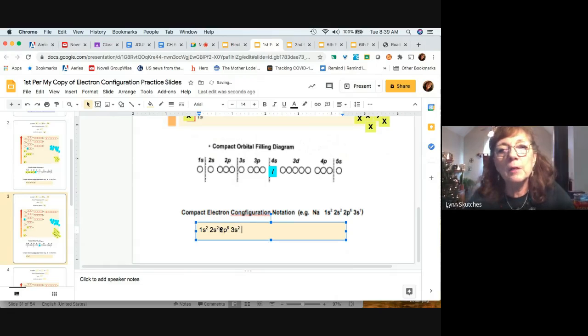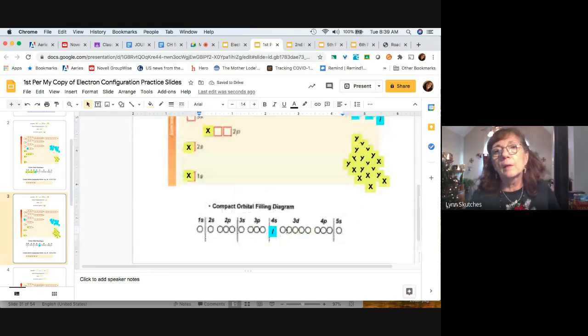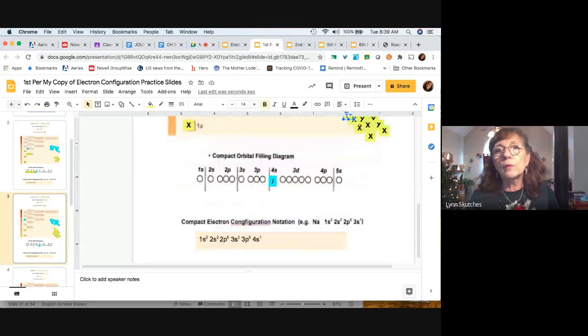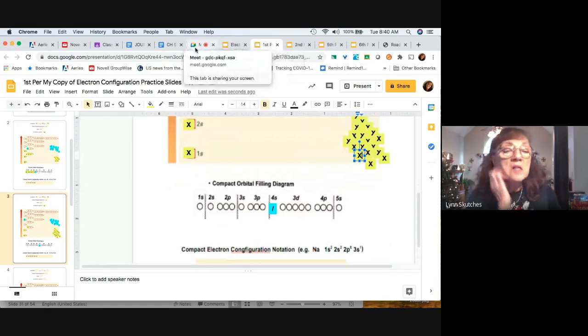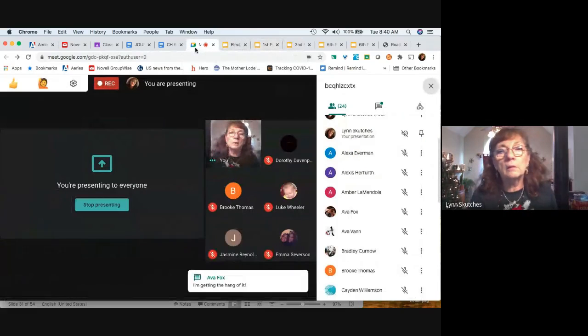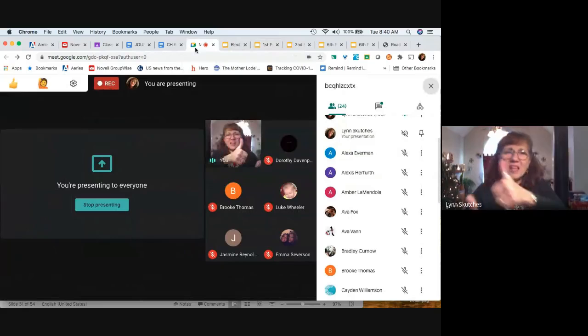Have these typed in on yours, and then I'm going to give you one more for practice on your own, and I will stick around if you would like to check your work. That's the electron configuration for potassium. And of course, all these other ones would be filled in, but I don't want to take the time to do that if you don't need me to. Getting the hang of it. Yay! Thank you, Ava.